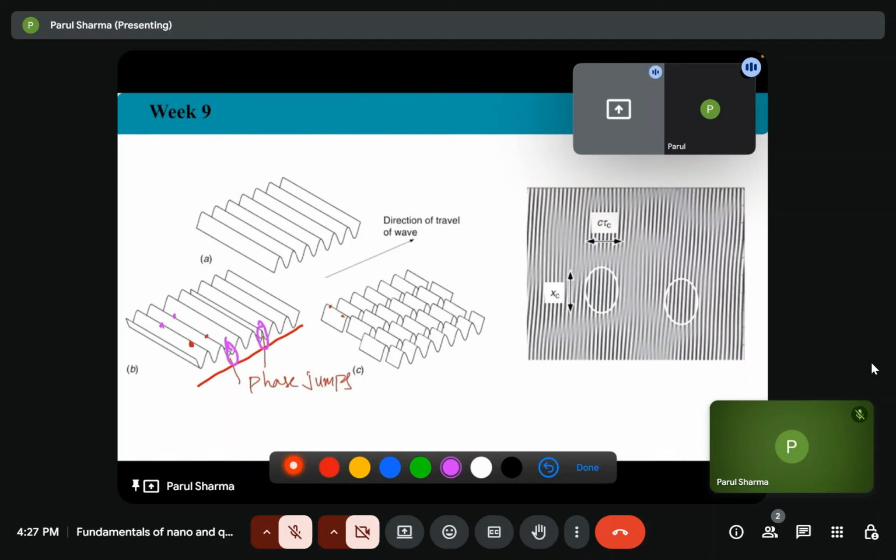Similarly, specially, if we want to calculate the phase at this point and at this point, it is easy to tell. But beyond this point, we won't be able to tell this.